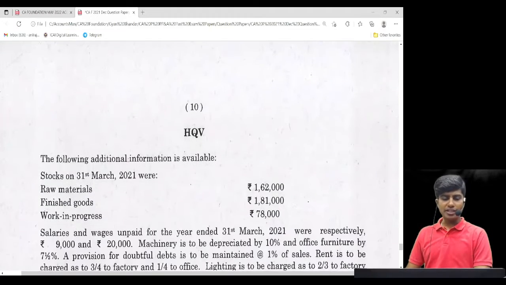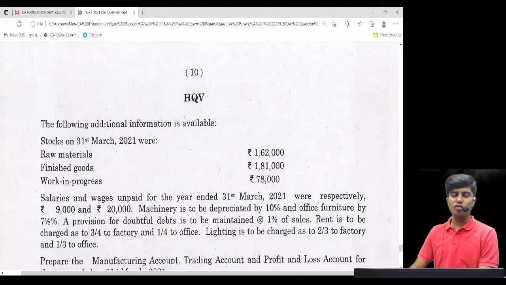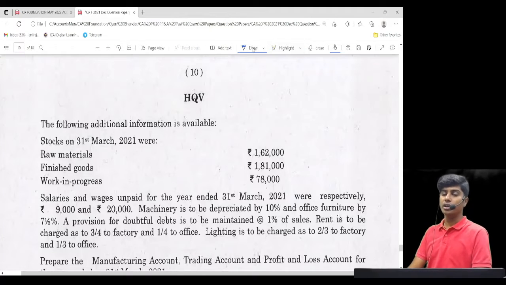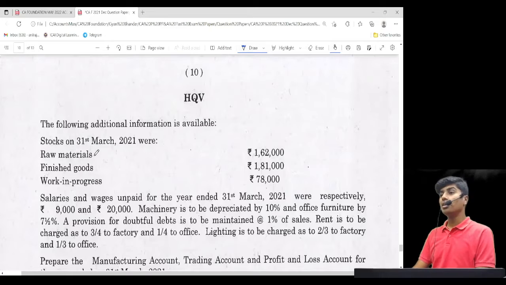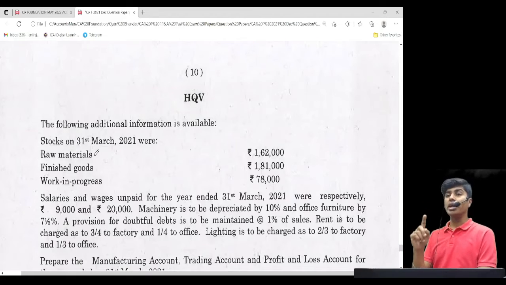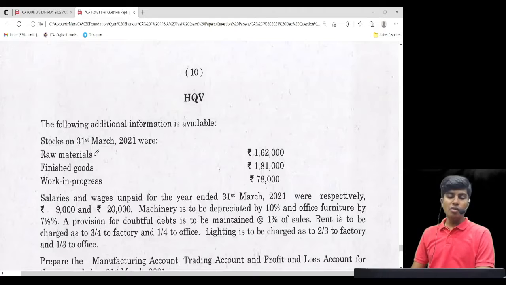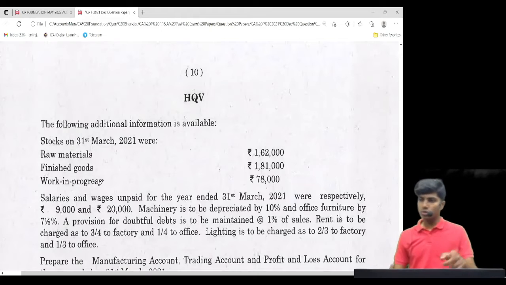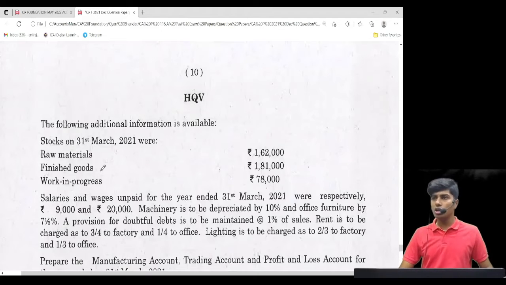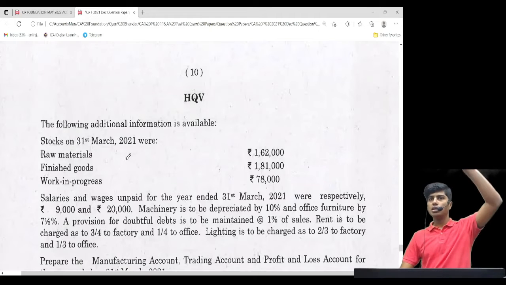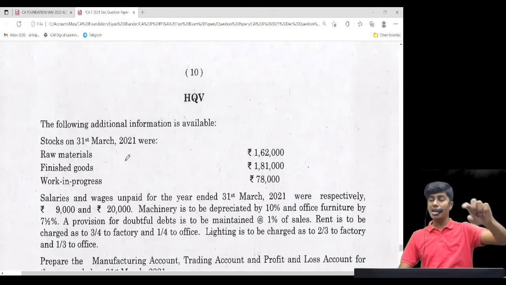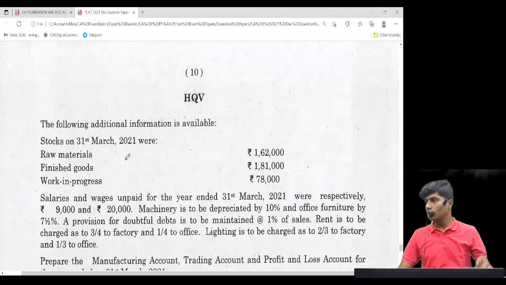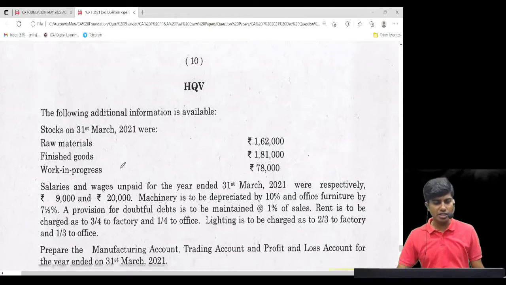Come to adjustments. Stock as on 31st of March, all three variants of stock are given. It is important and relevant. We will take raw material in the manufacturing account to determine consumption of raw material. We will take finished goods, opening and closing, in the trading account. Work in progress, opening and closing, will come in the manufacturing account. This is closing stock, so it would come in two places: manufacturing or trading, depending on where it belongs, and it will also come in the balance sheet total as usual.